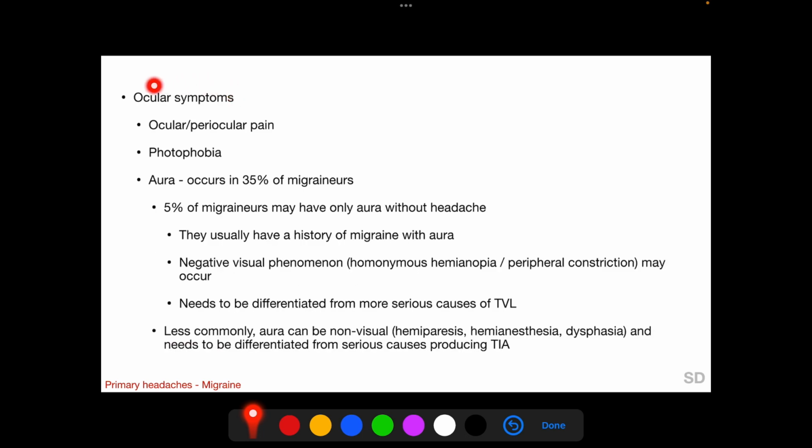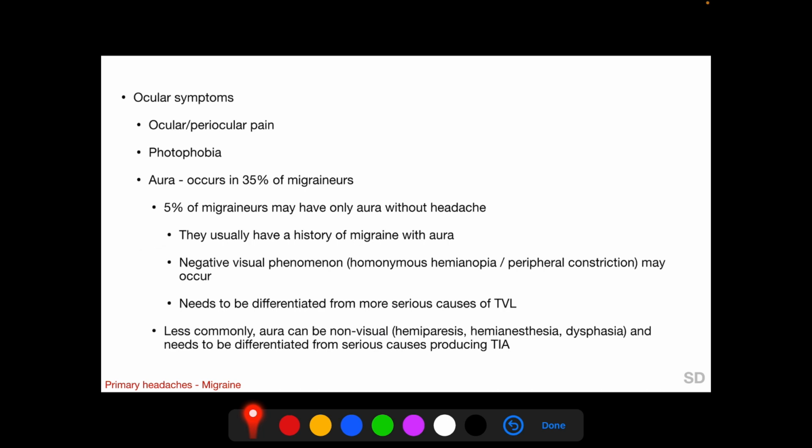Ocular symptoms of migraine include ocular or periocular pain, photophobia and aura. Aura occurs in 35% of migraineurs. 5% of migraineurs may have only aura without headaches. Now these patients usually have a history of migraine with aura.